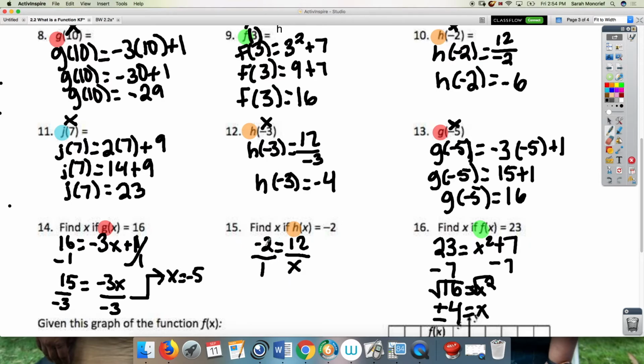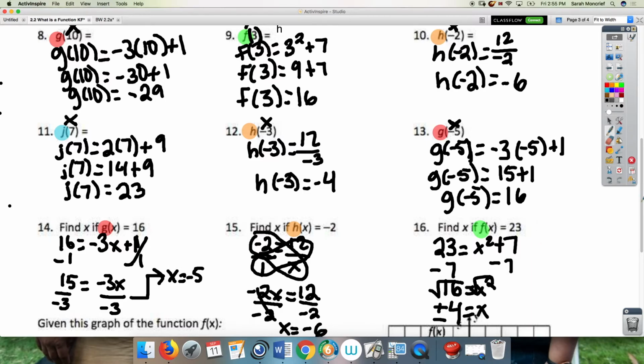So from here I can cross multiply. What is negative 2 times x? So I'm left with negative 2x is equal to, what is 1 times 12? 12. So it's equal to 12. What do I have to do to get x by itself? Divide by negative 2. That cancels out over here, and x is equal to negative 6.